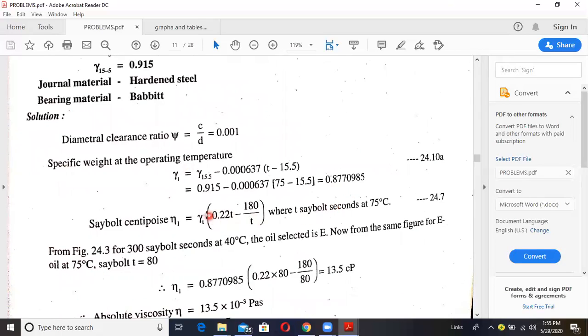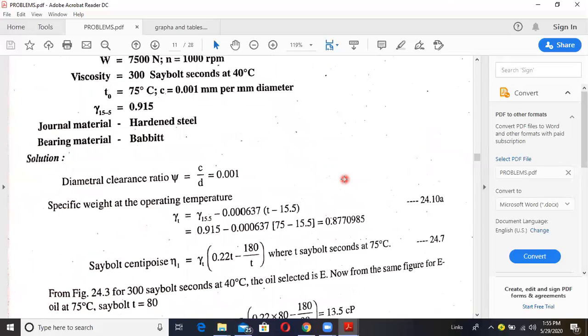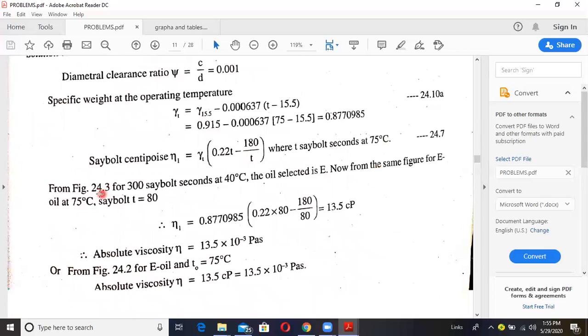Now the specific gravity at operating temperature we got, but another unknown is T, where T is nothing but Saybolt seconds at 75 degrees Celsius. Here in the question they have given Saybolt seconds at 40 degrees Celsius, but we require T at operating temperature, 75 degrees Celsius. Now we have to calculate this Saybolt seconds at 75 degrees Celsius. For that, same, we are going to refer to figure number 24.3.